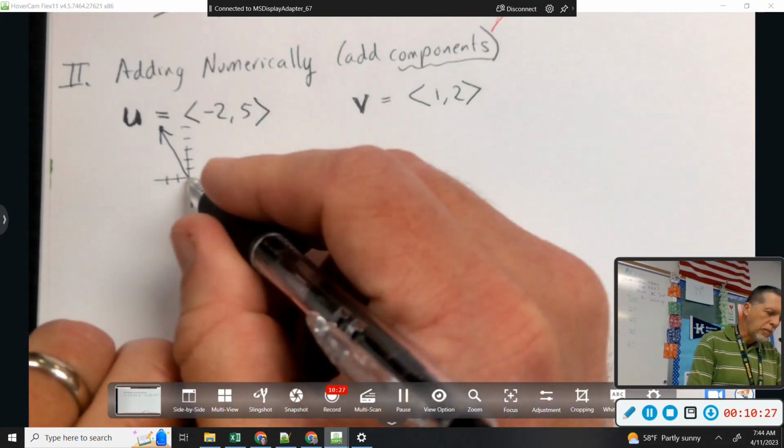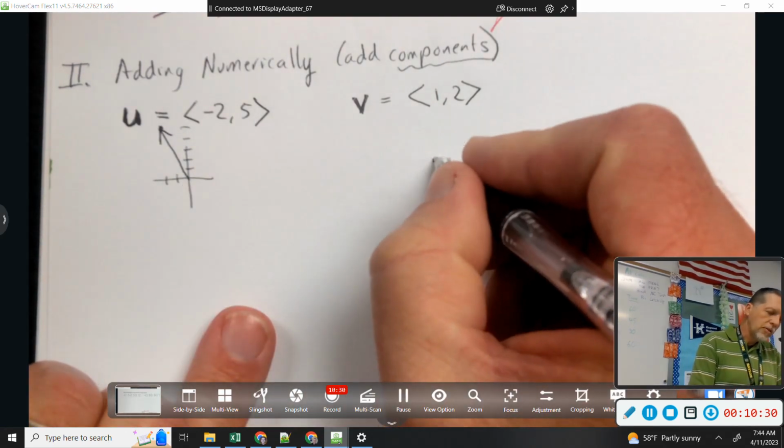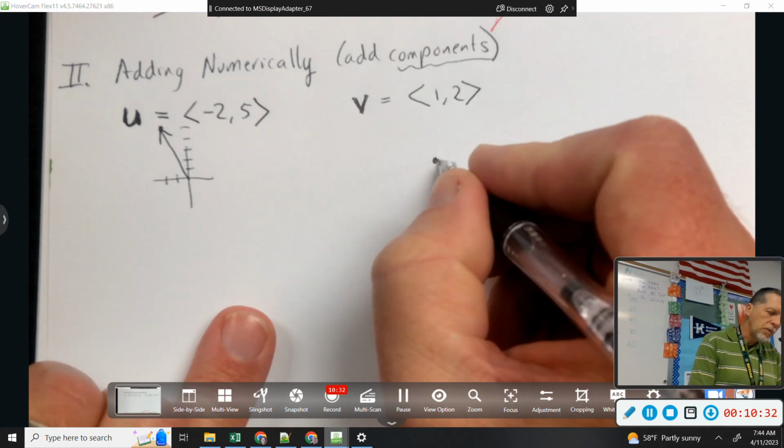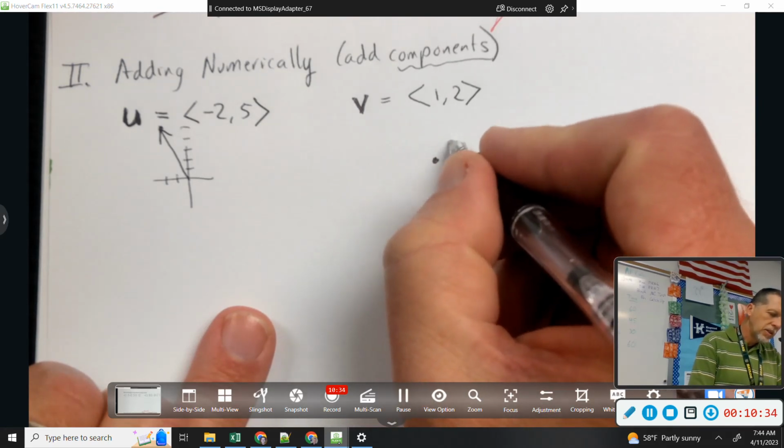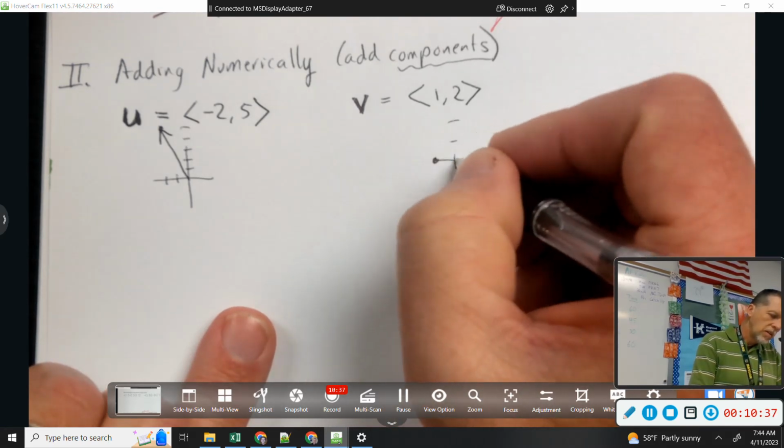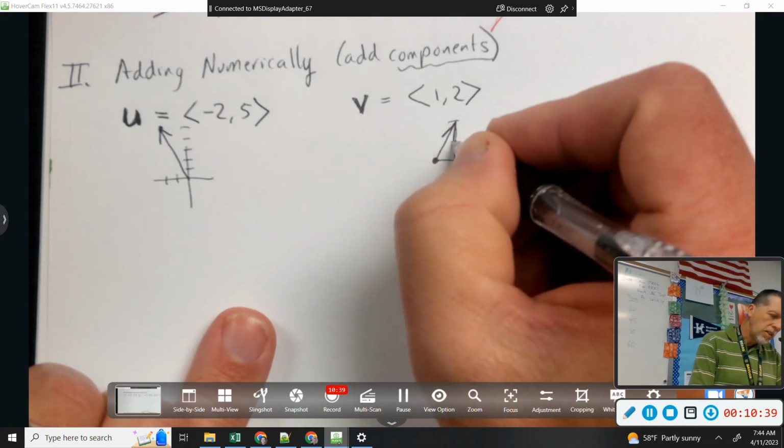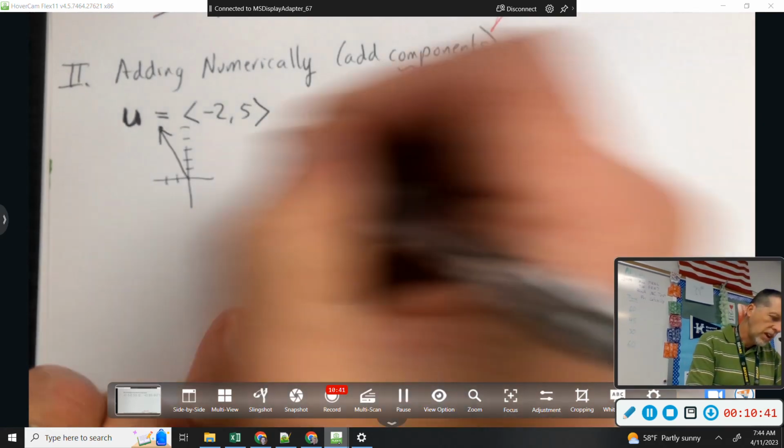Vector v, in fact, I probably shouldn't have even drawn it at the origin. I should just draw it from wherever you want. This would mean go right 1 and up 2. Right 1, up 2. There's vector v.